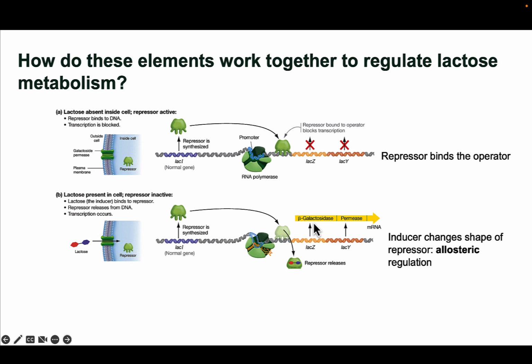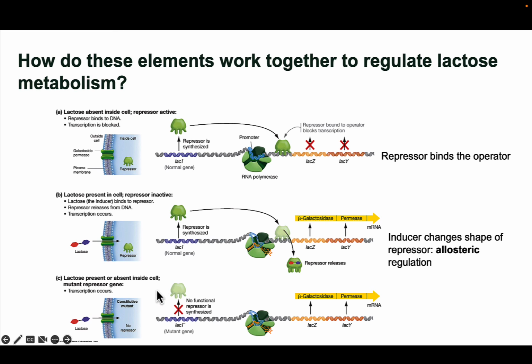So we get production of beta-galactosidase and permease, so we can bring in more lactose and we can cleave it into useful forms. Of course, in the mutant, we have this instance where lactose could be present or absent. It doesn't matter because nothing is binding to the operator. So when RNA polymerase binds, it can just move straight through. So this is why we're getting that mutant phenotype that we observed. So this is how the lac operon is negatively regulated by the repressor.